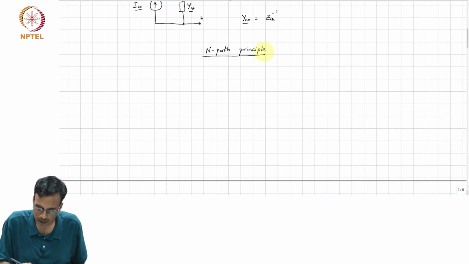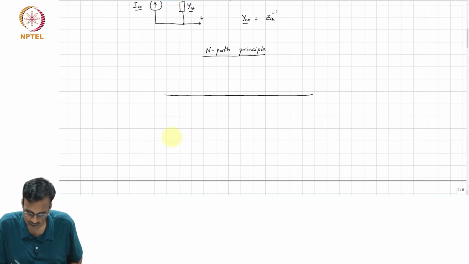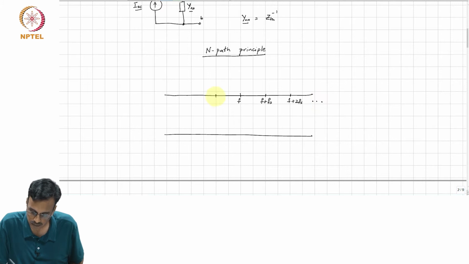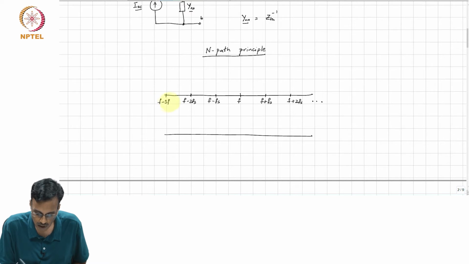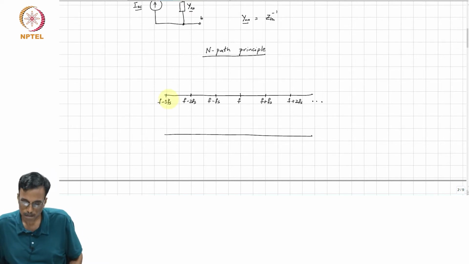The motivation is the following. Remember, when we had an LPTV network, let us say this is the set of input frequencies. So, this is F, let us say this is F plus Fs, this is F plus 2Fs, and so on. Okay. And the output frequencies, of course, also fall on the same grid.